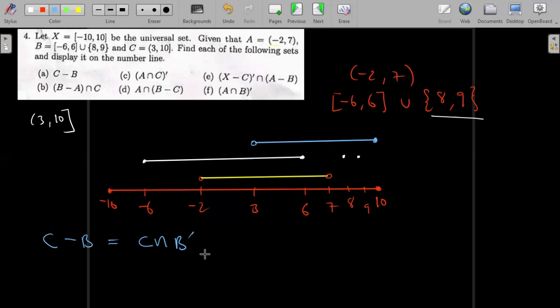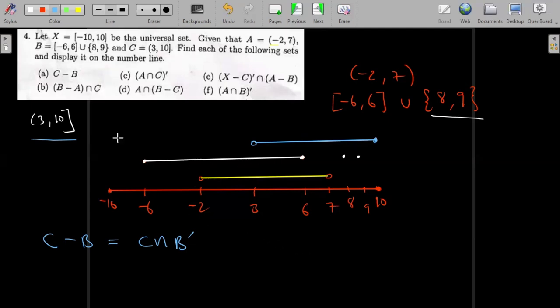If I look at this, set C I already have, and it's this interval here. That's 3 to 10, like that. That is my set C. Then what is my B complement? Remember, the complement of a set is just the elements that are not in that set but sit in the universal set. So now our B complement.